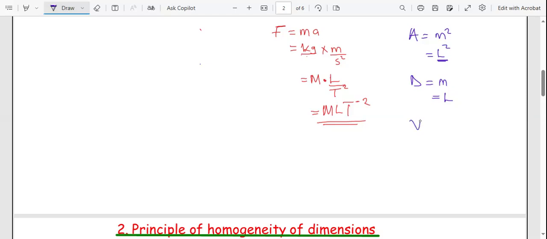The dimensions for volume: volume is measured in breadth, height, and length. Still, they all give the length dimension. So this B is also L. Again, the H is also talking about the length. Even the length itself is talking about the length. So the dimensions for volume will be L to the power 3.